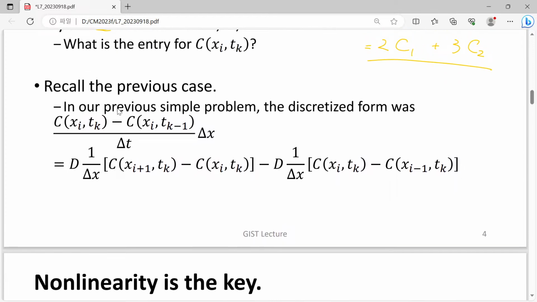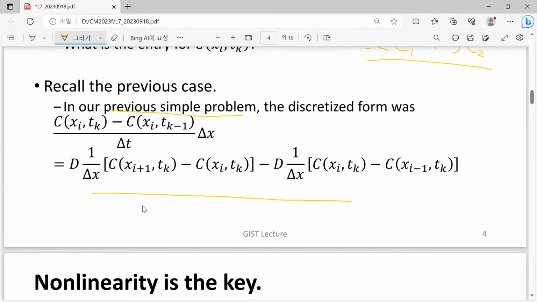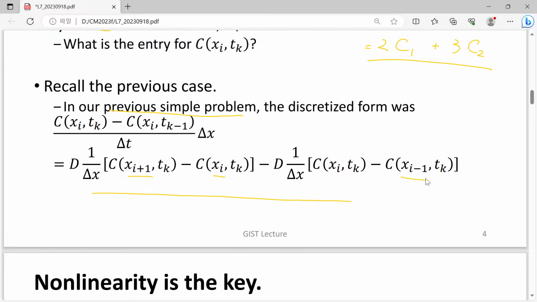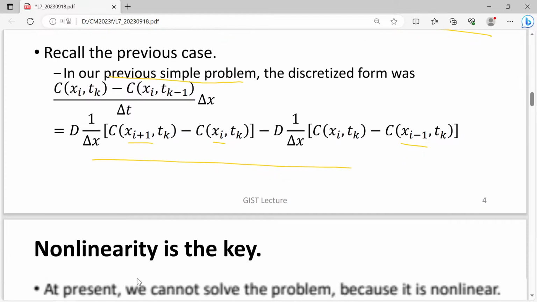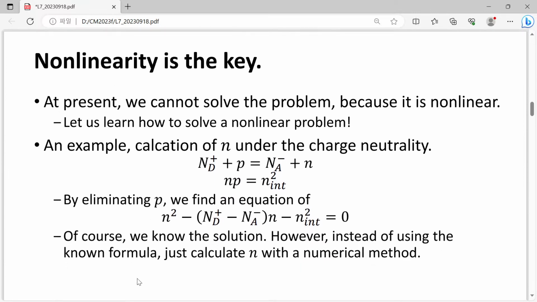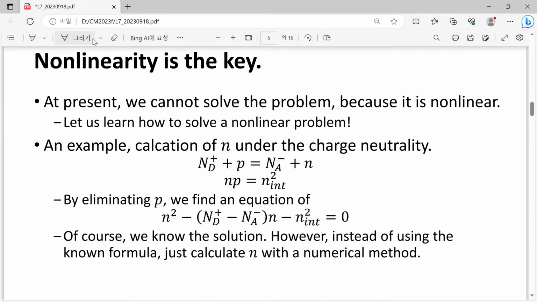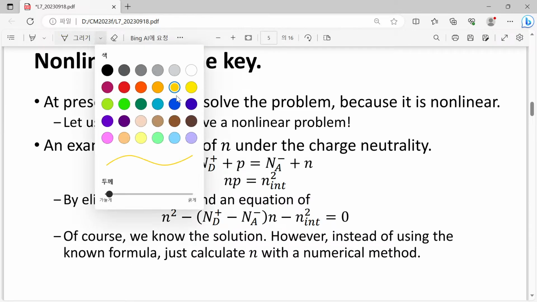Please note that in our previous simple problem, the discretized form was so simple and it was really a linear combination of c quantities: c at x over i plus 1, xi, and xi minus 1 were combined with given coefficients. So it was not that difficult to express in terms of Ax equal to b. The most important issue in this case is the nonlinearity.